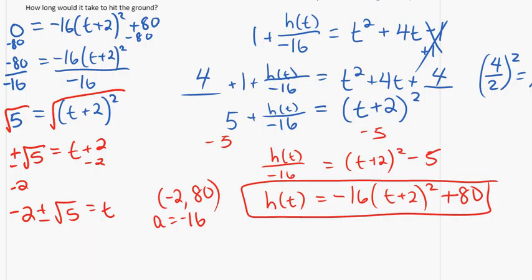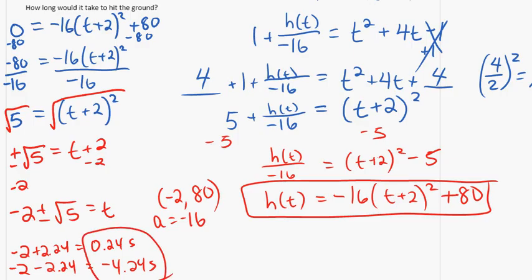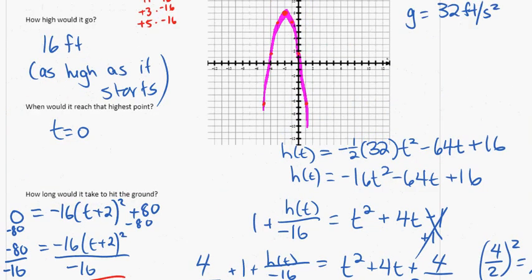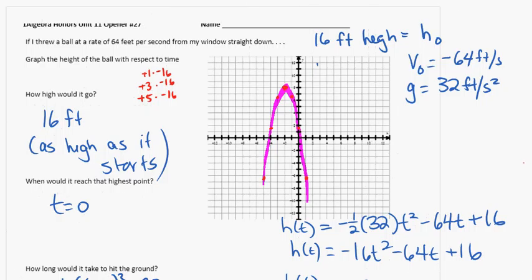Well, if I take the square root of 5, that's roughly 2.24. So really what I'm doing is I'm taking minus 2 plus 2.24 and minus 2 minus 2.24. So looking at that, this gives me 0.24 seconds, and this gives me negative 4.24 seconds. Now what do those mean in the context of the problem? Well, if I threw it straight down, is it going to hit the ground in negative 4.24 seconds? Well, no, it can't go back in time and have hit the ground. But what it does tell me is that it hits the ground in 0.24 seconds, very quickly, in less than a quarter of a second.